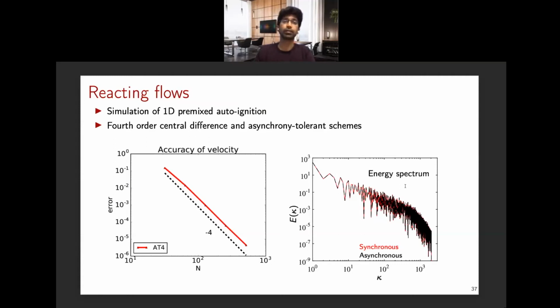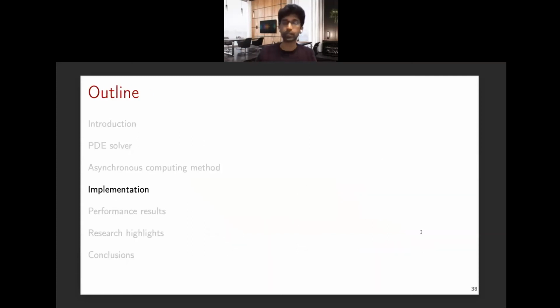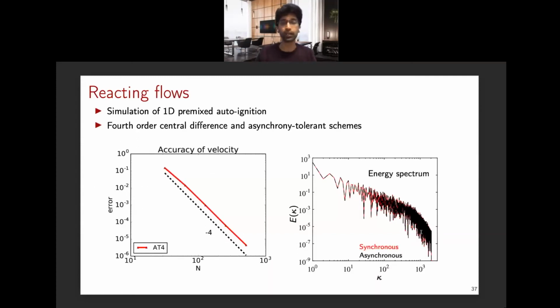And we also plot on the right side the energy spectra. The red graph is the one obtained from the synchronous case. The black one is from the asynchronous case. And you will hardly notice any difference between the two. That means we are capturing solutions that are accurate in space as well as in wave number space. Okay. So at this point, I would like to pause and I'm happy to take any brief questions on the theory part.